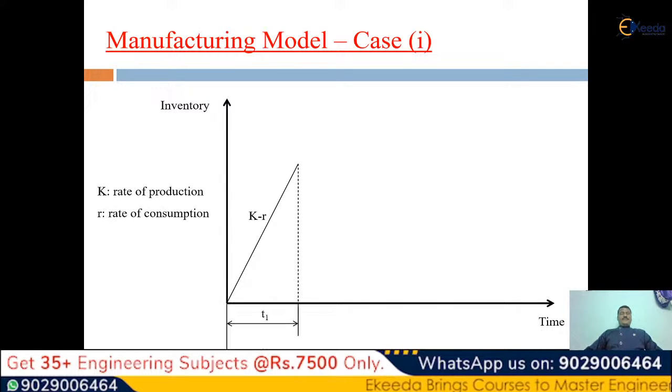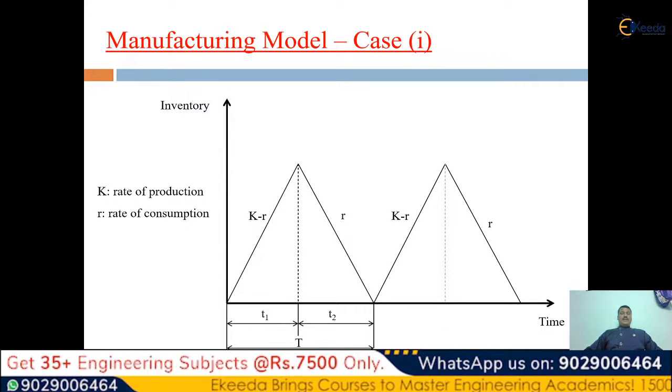Same way, like the previous one, when we plot a graph between the inventory and the time, or between the rate of production and the rate of consumption, where R represents the rate of consumption and K represents the rate of production, then we have this final manufacturing model graph.